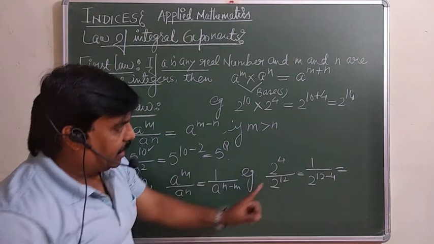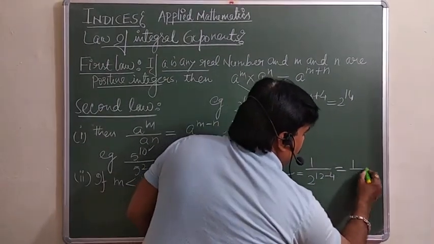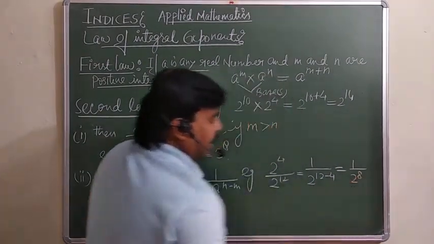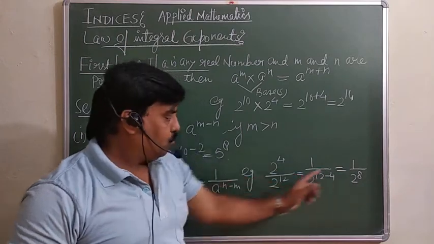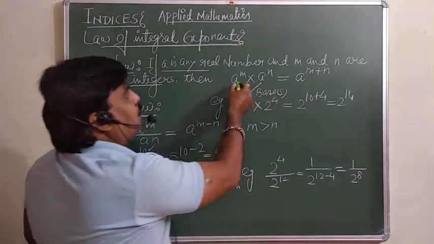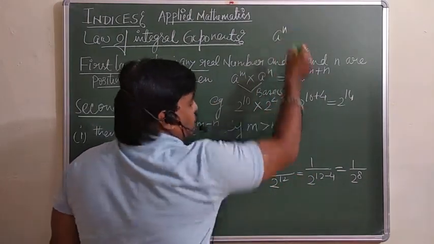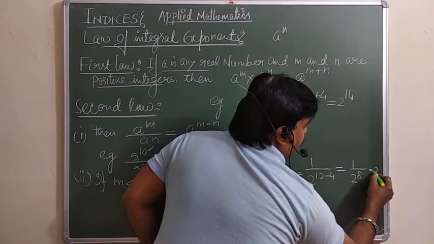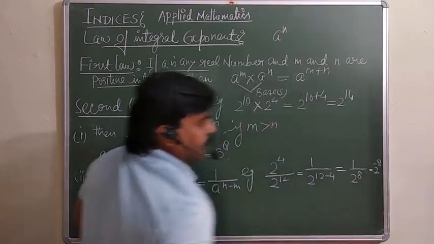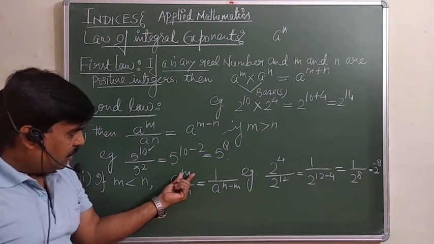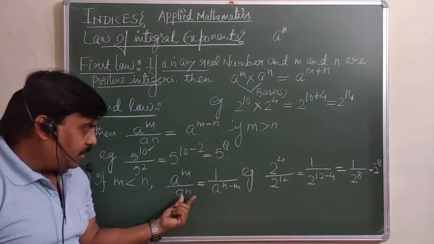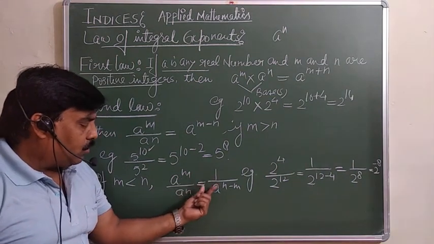This m is less than n. So that can be written as 1 over 2 raised to power 8. And if we want to write it in the form of a raised to power n, suppose, this can be written as 2 raised to power minus 8. So if the exponent in the numerator is smaller than this one, then it is 1 over this one.